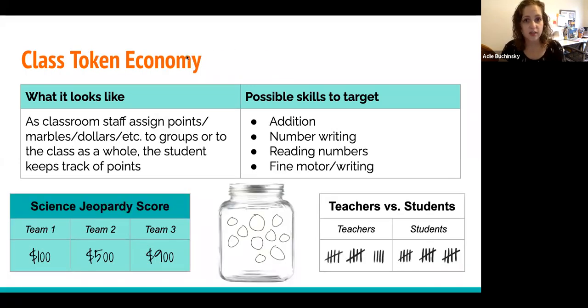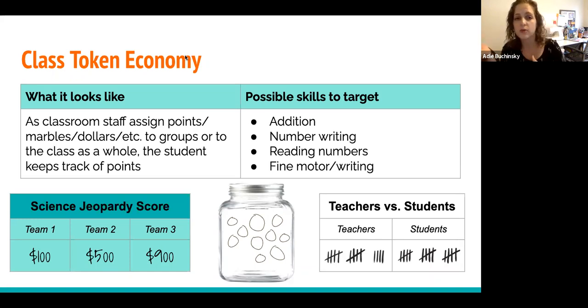Another strategy is if you have a class token economy system, you could ask the student with significant support needs to be the responsible party for managing that system. So what that looks like is classroom staff is assigning points or marbles or dollars, depending on how the system works, to groups of students or to the class as a whole, and the student with significant support needs is the person who's marking that down.